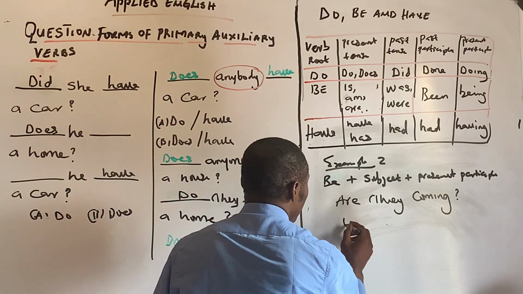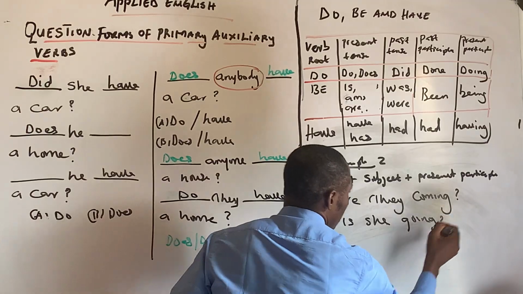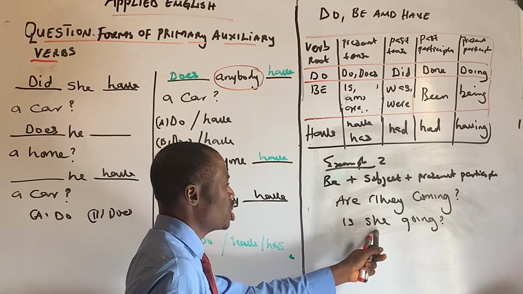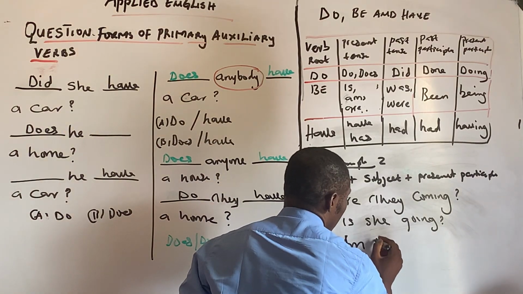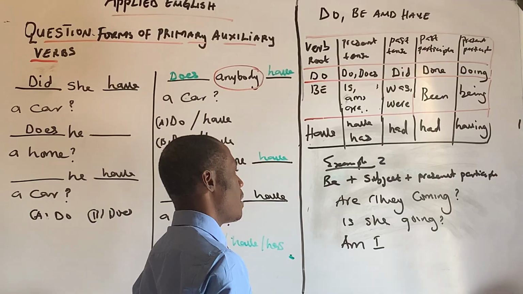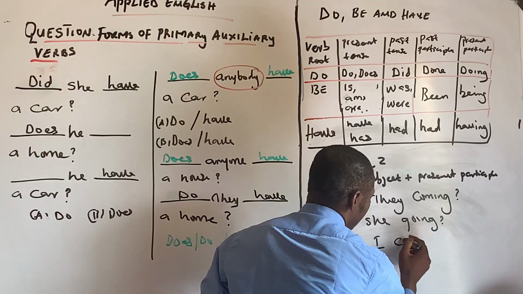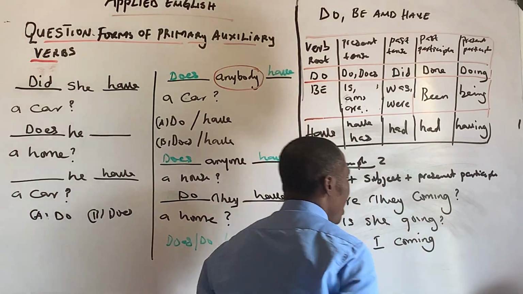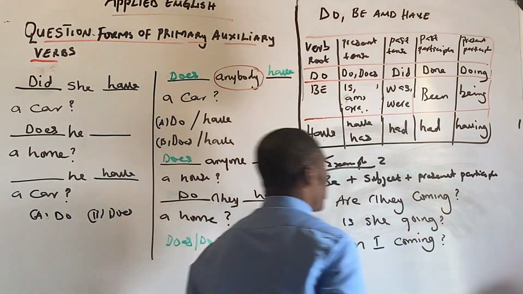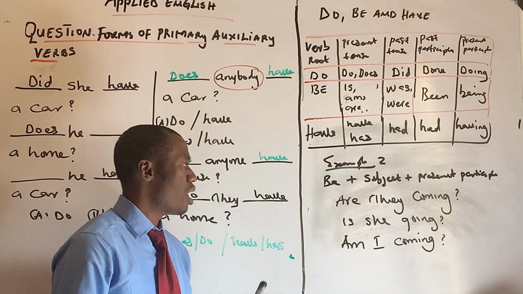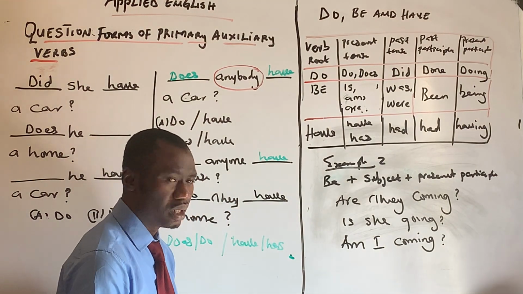Now look at this one. Is she going? Going now becomes the present participle. For I, what would the verb be? Am I going? Or am I coming? Am I coming with you? All right. So coming there becomes the present participle. I is the subject, and am is the verb to use.